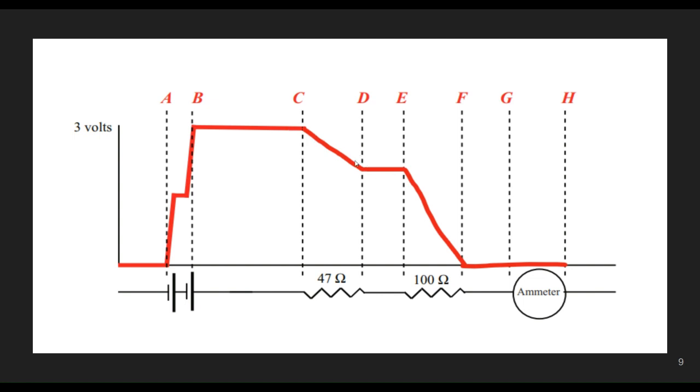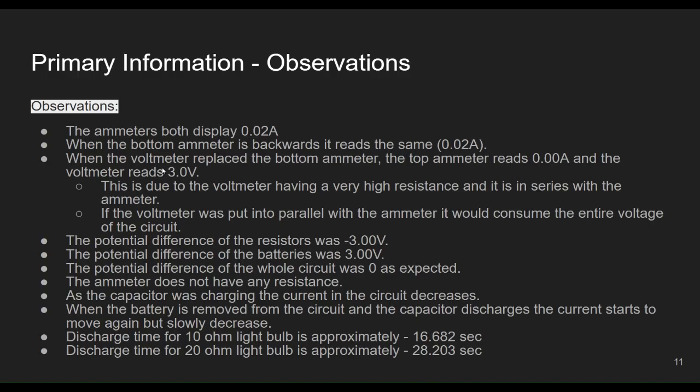And so here is the 0.96 drop and then the 2.04 drop. And then here are those observations. I'll go over the key details. The ammeters both displayed 0.2. When it was backwards, it was the same. And the ammeter doesn't have a resistance. As the capacitor is charging, the current decreases, and there's an exponential decrease. The discharge for the 10 ohm light bulb was 16.68 seconds, and the discharge for the 20 ohm light bulb was approximately 20.23 seconds.